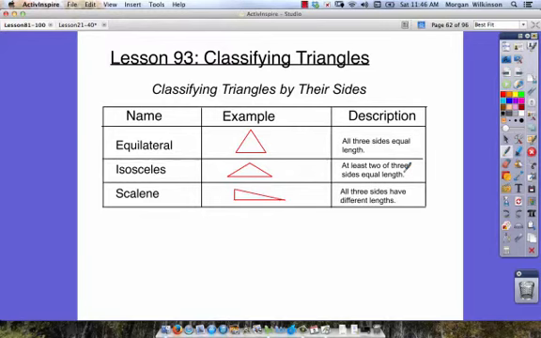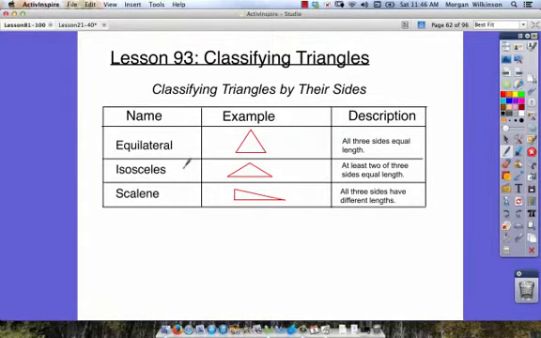Lesson number 93 is about classifying triangles, and this first table shows us how to classify triangles by their sides. If we want to classify triangles by their sides, we can have an equilateral triangle, an isosceles triangle, or a scalene triangle. An equilateral triangle refers to a triangle that has all three sides equal in length, and we can see a picture here of a triangle that has all three sides equal lengths.